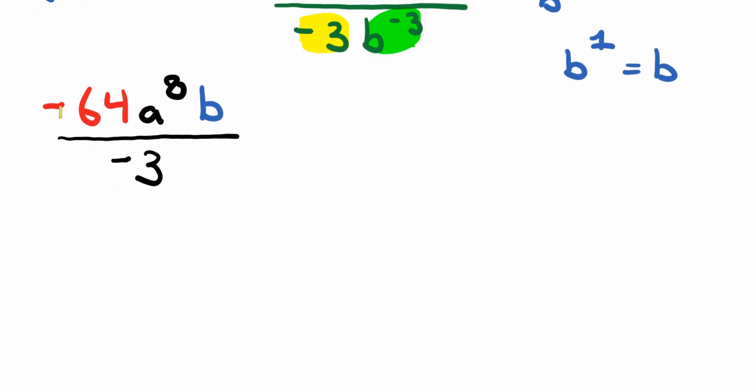Okay, the last thing we can do here is have a negative 64 and a negative 3. So a negative number divided by a negative number is going to be a positive number. So 64 divided by 3 could be your coefficient. Then a to the power of 8 and b. So there is your answer for 11a. So it's a very good question there.